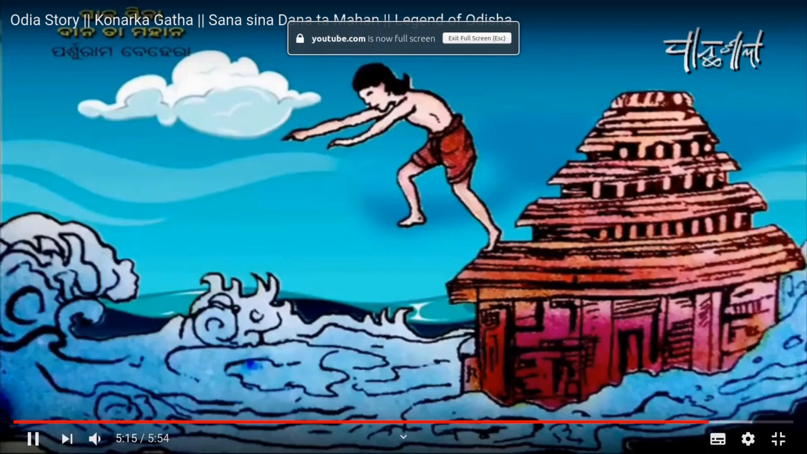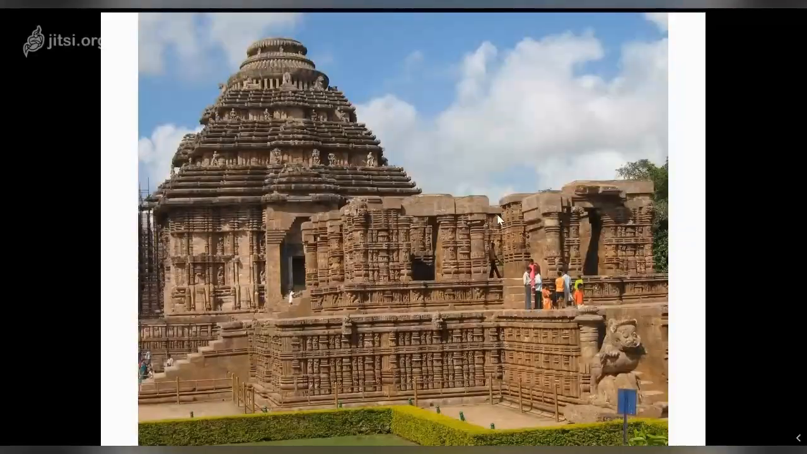And the story goes that there was a Chandrabhaga river meandering by the side of the temple. The temple was built on the coastline, very close to the sea, and this river was also there. This river had huge sacred value for the people living there, and a festival used to be held there every year to commemorate the birth of the sun god.